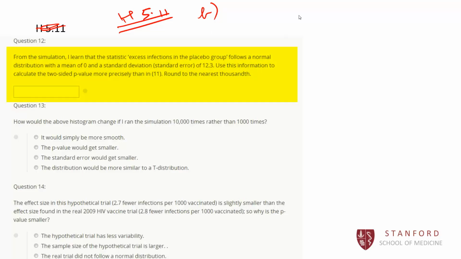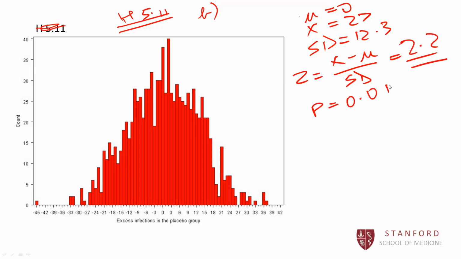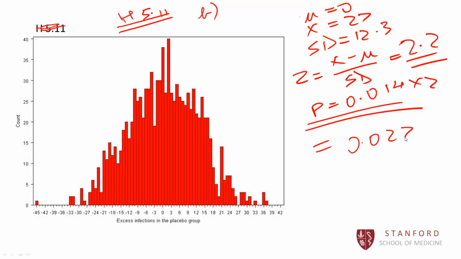In this question, we know that the mean is 0, and x is 27, and that the standard deviation is 12.3. This means that the z-score is 2.2. This corresponds to a probability value of 0.014. Now, because we are looking at two-sided p-values and not one-sided p-values, we can multiply this by 2, and so the final probability comes out to 0.028.